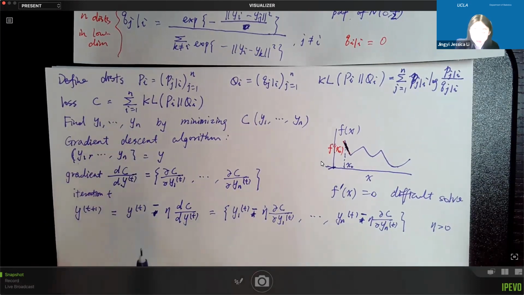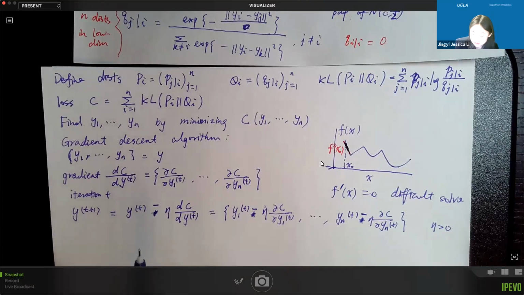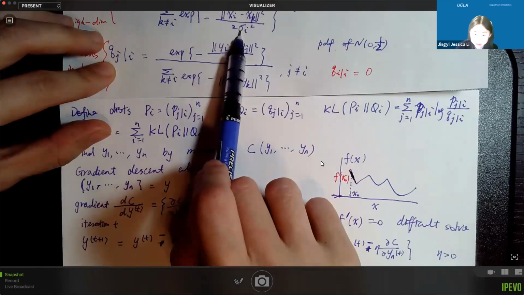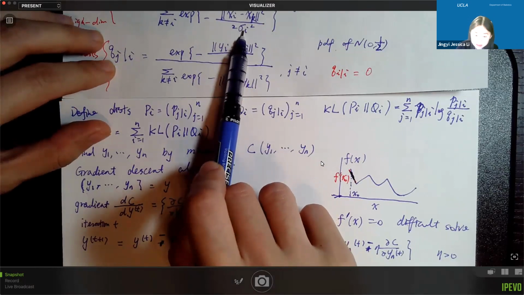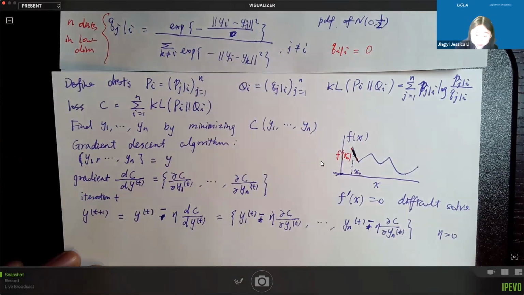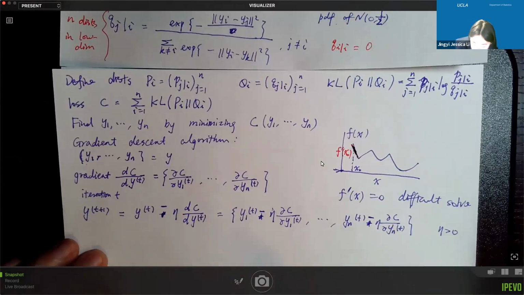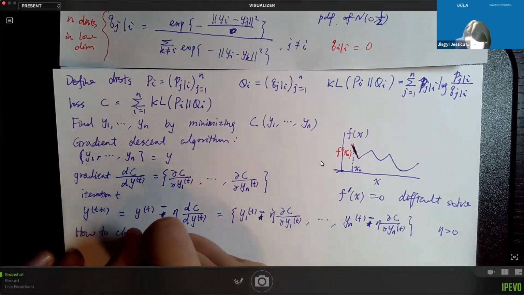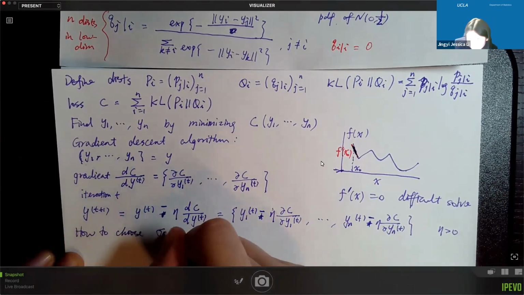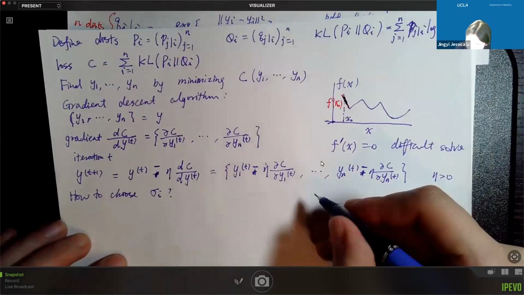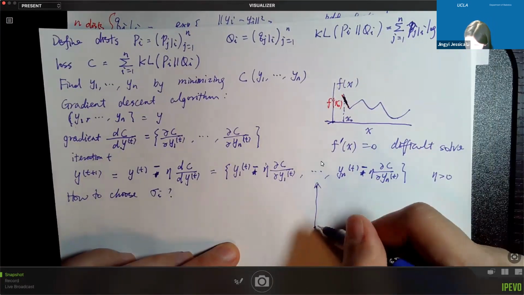Okay. So then we have a question that's unsolved. That's the sigma i. How do we pick this one? In the SNE paper, it introduced something called perplexity. I'll introduce that. So how to choose sigma i for each data point i? Intuitively, what it does is this.